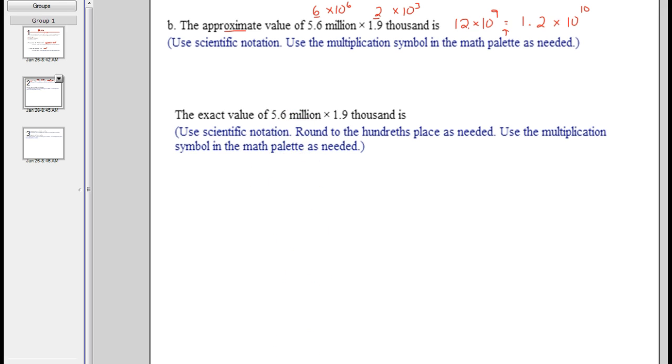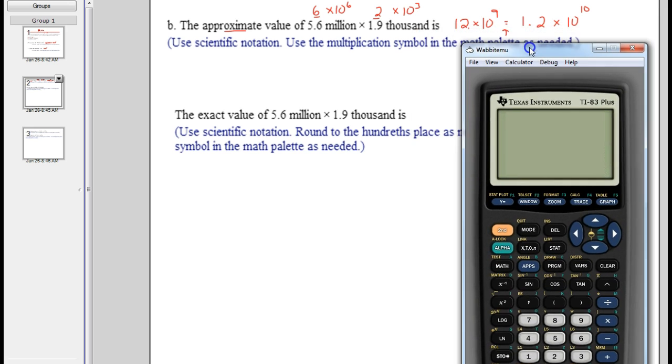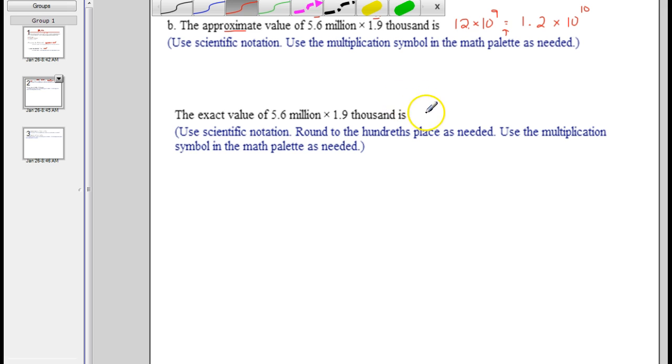Okay, so I'm going to pull up my calculator and multiply the two numbers that are not just powers of 10. So 5.6 times 1.9 is 10.64. Alright, so I'm going to write 10.64 times, again, million times thousand, 10 to the 6th, 10 to the 3rd. It's still going to be 10 to the 9th.